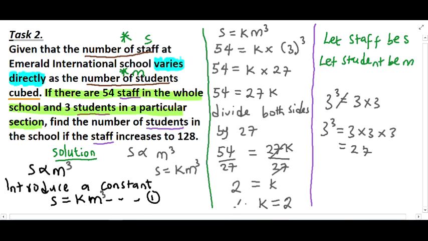Wow, that's quite funny. Okay, now if we have our constant as 2, let's solve for the next part of the question. What is the next part of the question saying? It's saying, find the number of students in the school if staff increase to 128.